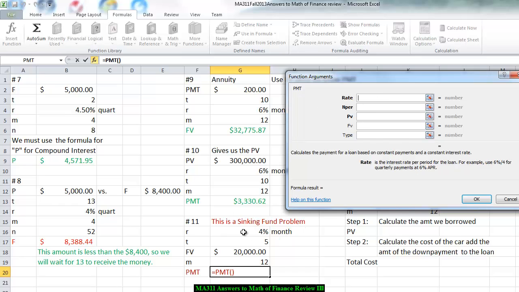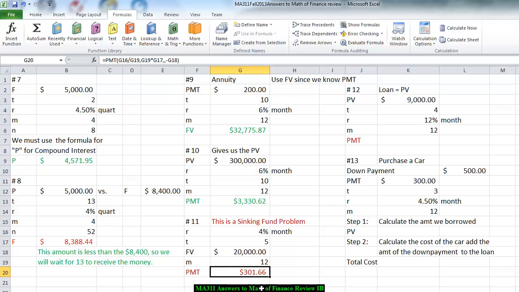So again, the interest rate is going to be the 4% divided by 12, since the payments are monthly. The N per is the M, which is the 12, times the 5, which gives us 60 payments. We skip the present value because what we want to have in 5 years is $20,000. So we put that in, and that tells us we would have to deposit $301.66 every single month.